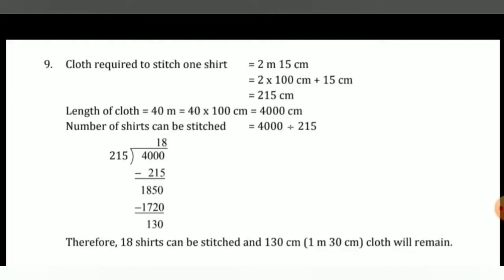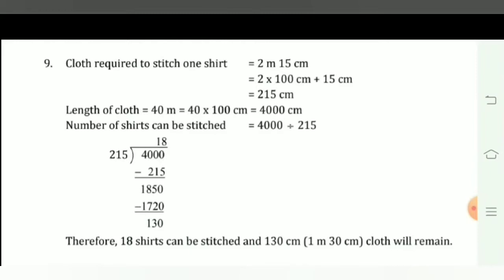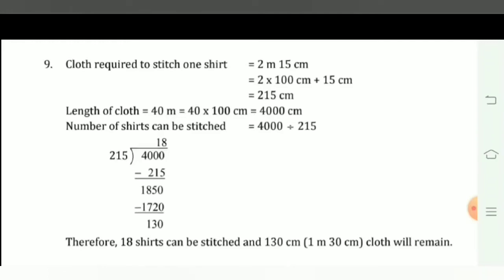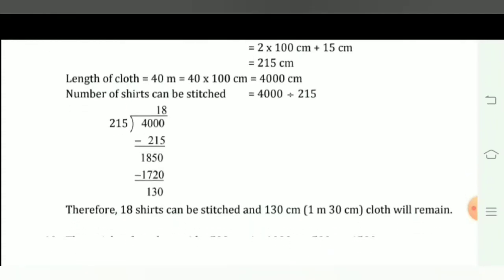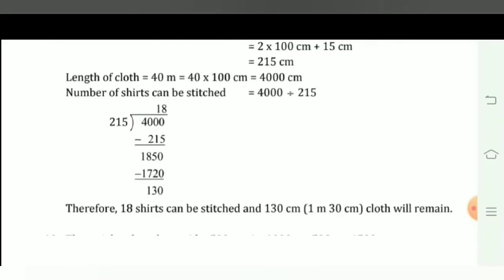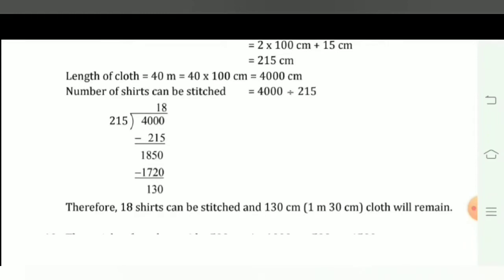Now length of cloth, that is 40 meter. So again convert it, 40 into 100 centimeter, it will come 4000 centimeter. So now number of shirts can be stitched. We will divide it. 4000 divided by 215. So it will come 18. Therefore 18 shirts can be stitched and 130 centimeter, it means 1 meter 30 centimeter cloth will remain.